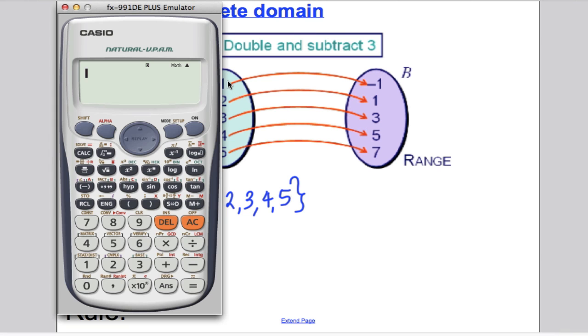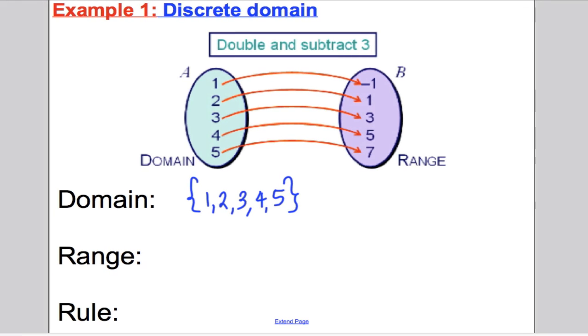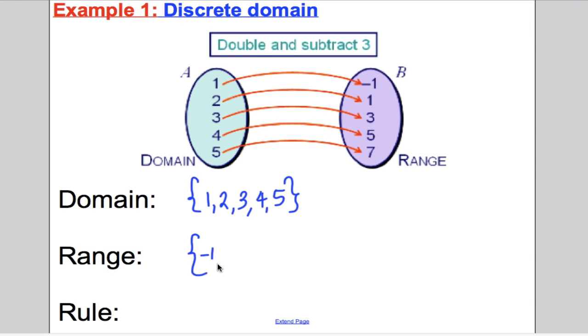Let's just check how the rule works. You put 1 in, you double it and subtract 3, so you times 2, then you subtract 3, and you get the answer -1 out. The range in this case is therefore 5 numbers as well. You put 5 numbers in, you're going to get 5 numbers out, which are as follows. And the rule is double and subtract 3, so times 2 and subtract 3. Okay, a discrete domain because we're only putting in 5 distinct numbers.